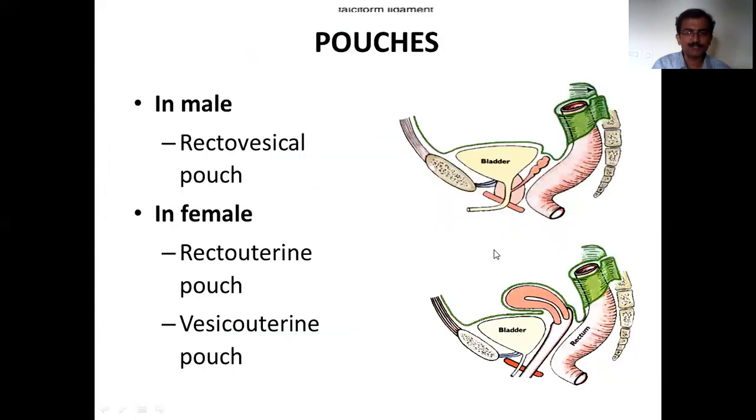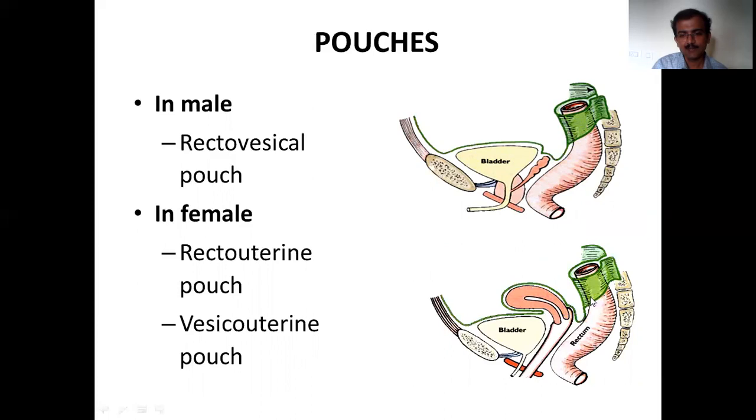There are some pouches or recesses in the abdominal cavity. In the male, you can see this is the lower part of the abdominal cavity in the pelvis, the pelvic cavity. So here is the rectovesical pouch. As the name suggests, rectovesical means the rectum and the vesicle, that is, the bladder. In the male there is only a rectovesical pouch, because in the female there is an additional organ here, that is the uterus, which is not there in the male. So that's why there is only one pouch, the rectovesical pouch.